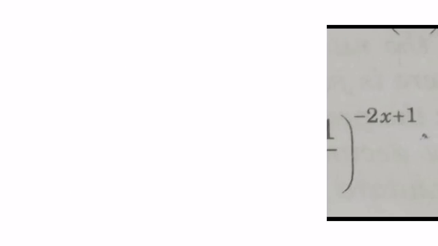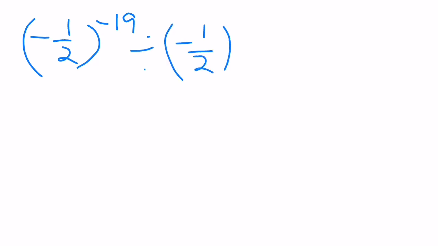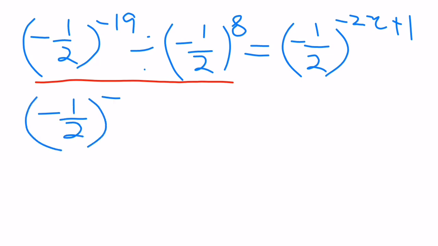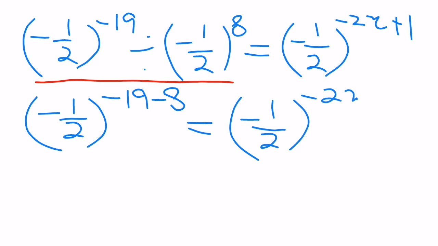So (-1/2)^(-19) divided by (-1/2)^8 is equal to (-1/2)^(-2x+1). Now this result can be written as (-1/2)^(-19-8) is equal to (-1/2)^(-2x+1).